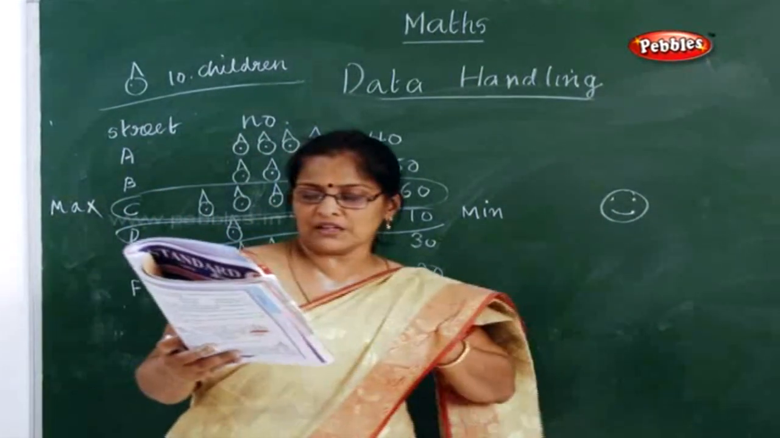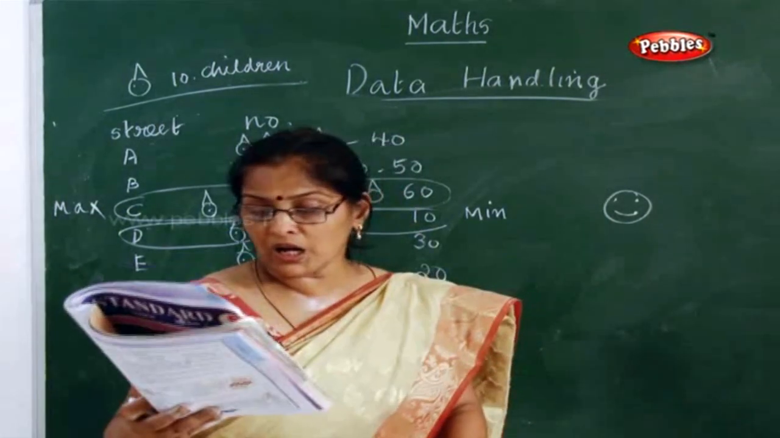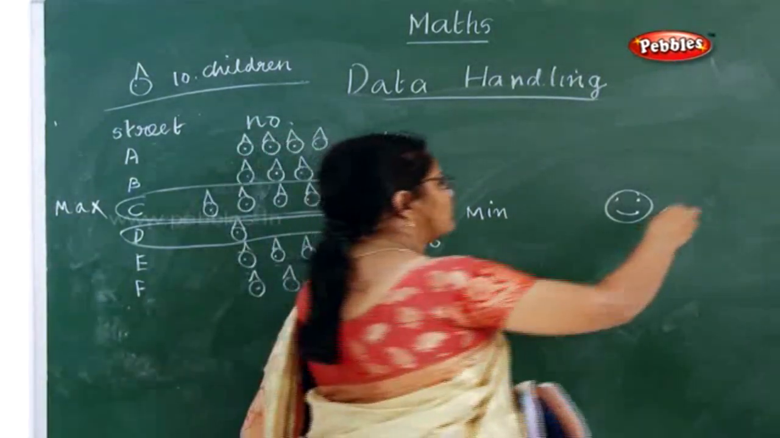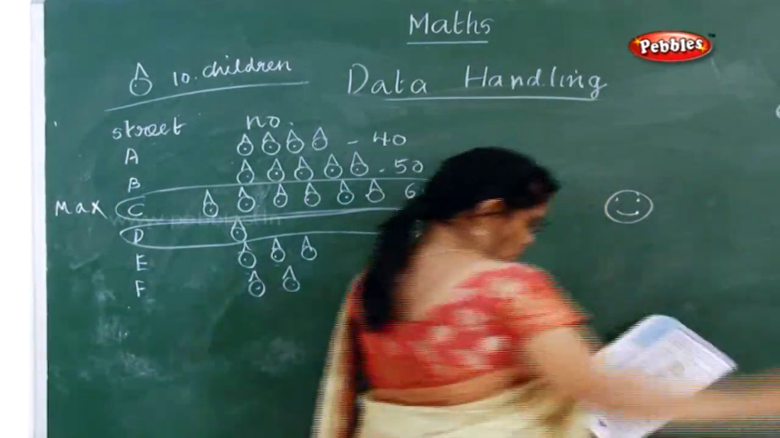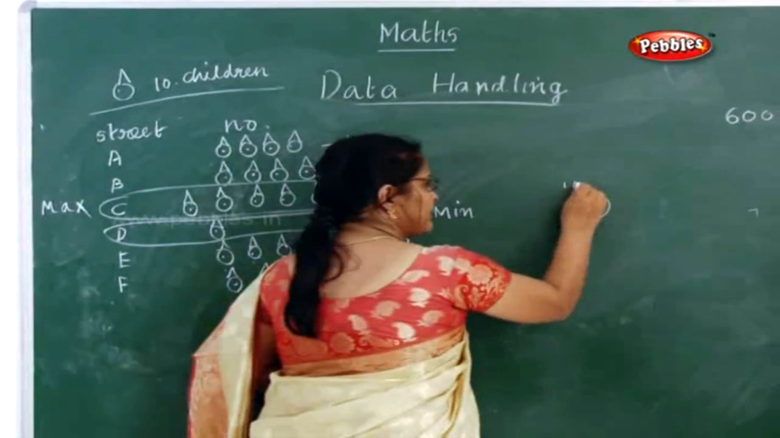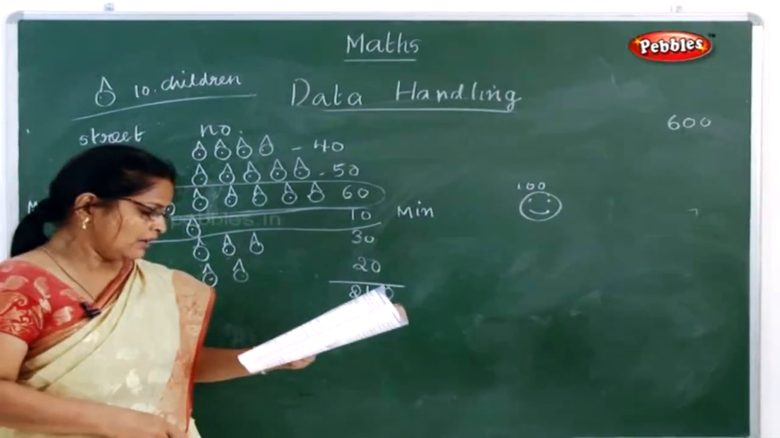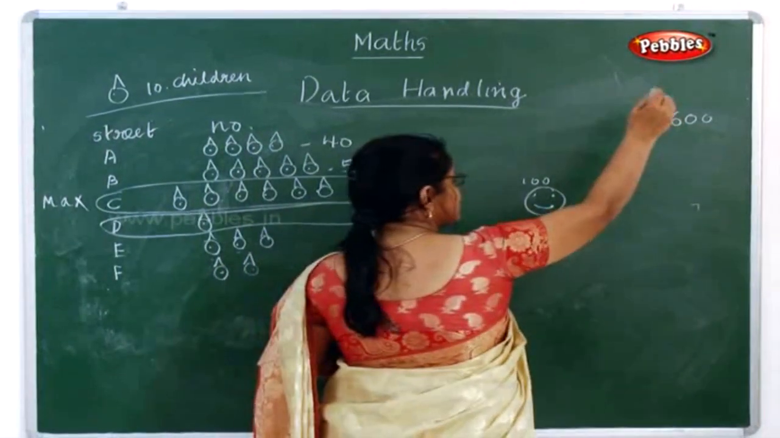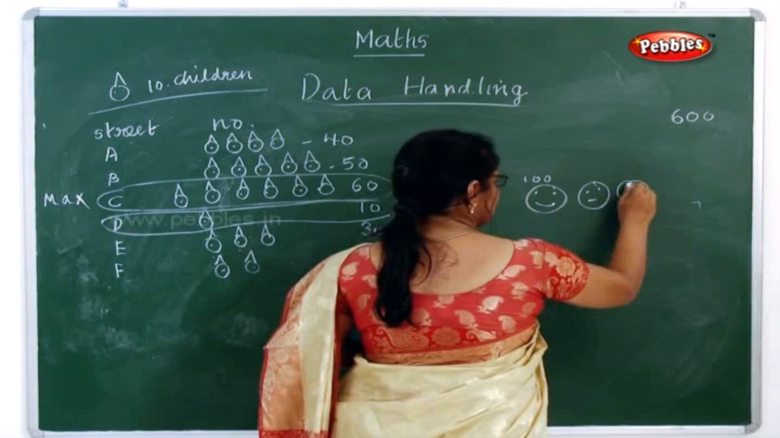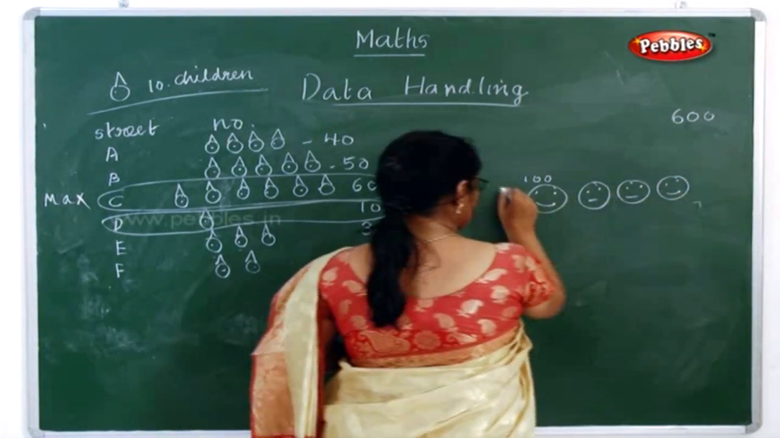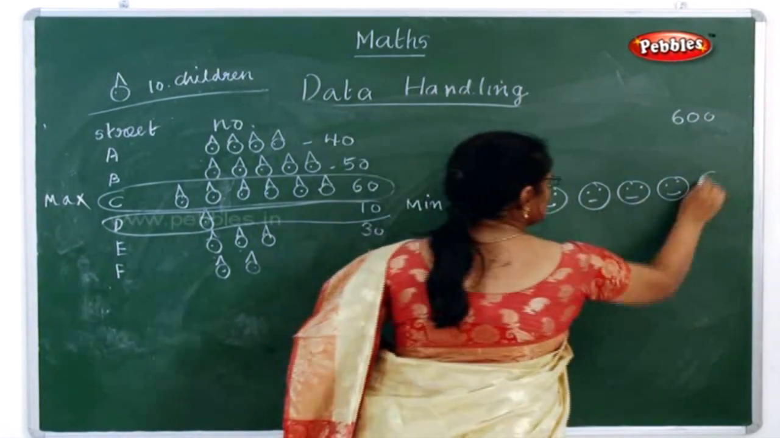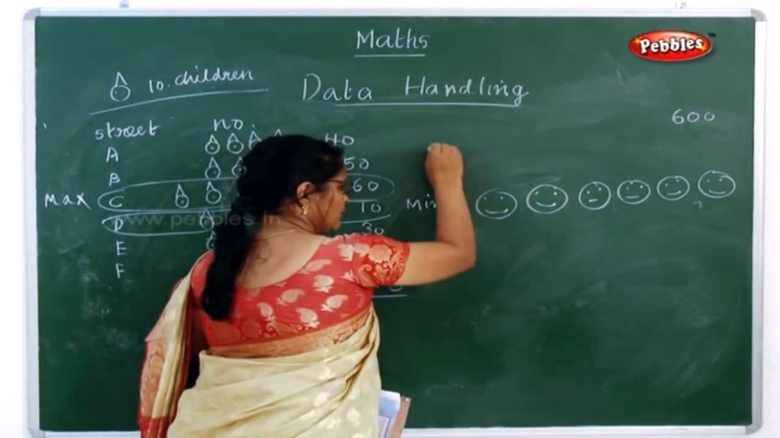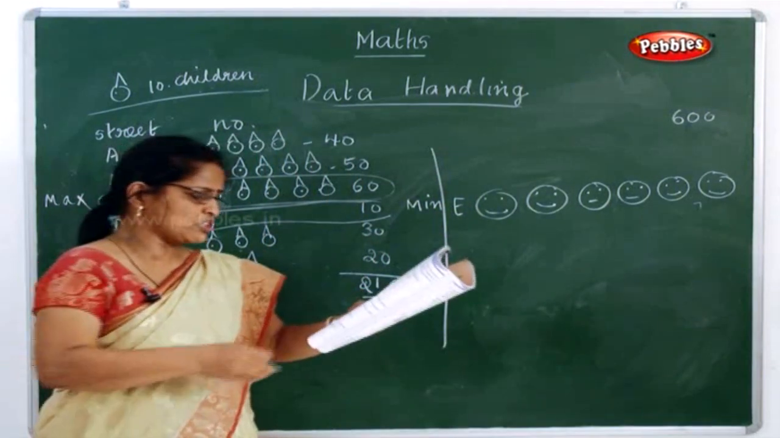Now what is the first question they have given? How many pictures are to be plotted against village E? Now what is the village? How many were there? 600. Now what did I tell you? This means 100 people. Now how many pictures will you draw against village E? Village E means 600, so you have to draw 6. Is it clear now? You have to draw 6 pictures.